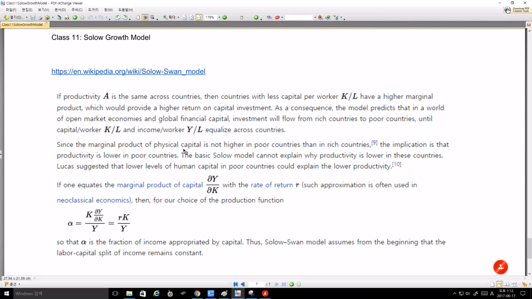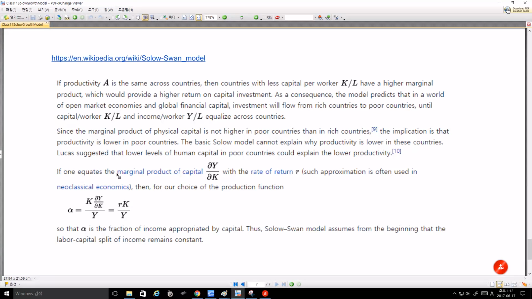So since the marginal product of physical capital is not higher in poor countries than in rich countries in reality, the implication is that productivity is lower in poor countries. The basic Solow model cannot explain why productivity is lower in these countries from the beginning. If A were the same, per capita GDP should be the same across countries, which means that the assumption is wrong: in rich countries A is high, in poor countries A is low. However, the Solow model cannot tell why A is high in some countries and low in others.